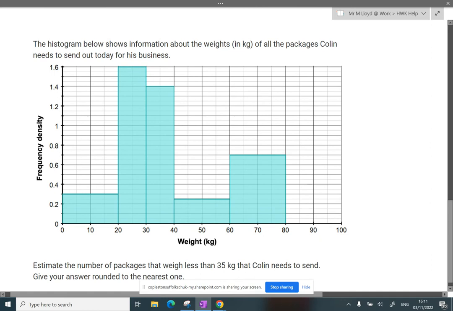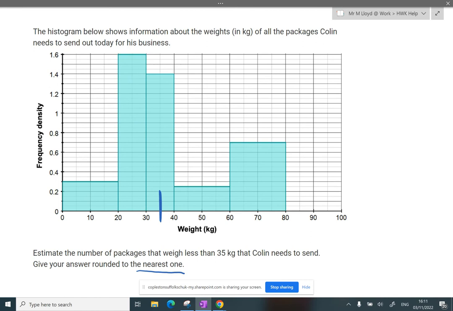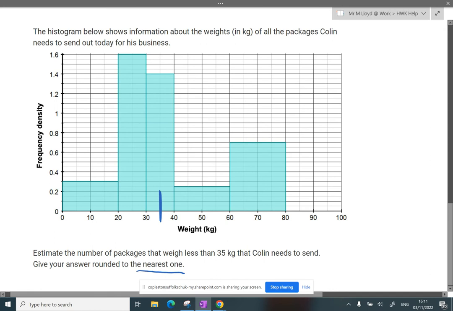The histogram below, again, it's Colin and his packages. He's having a great time. Estimate the number of packages that weigh less than 35 kilograms. Round your answer to the nearest one. So here is 35. You don't have to stress out about reading this accurately, especially if it's a number that's not ending in a 5. So if it was 33 or 38, we know that the base of this new rectangle is going to be 5. And then that's going to be multiplied by the height of 1.4. So 1.4 times by 5 says that this is 7 in here.